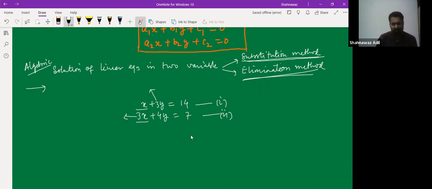Am I audible to all of you? Yes, sir. Right. So the x coefficient is 3, right? And how can we make this the same coefficient as 3? So this is x and this is 3x, right? So how can we make it 3x?